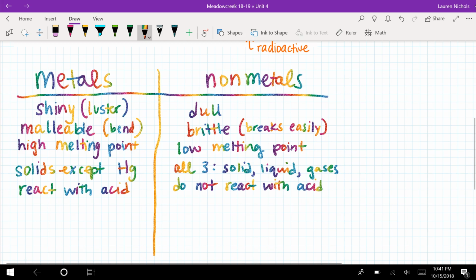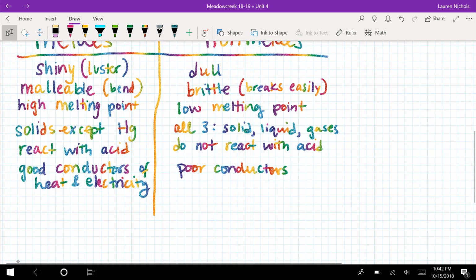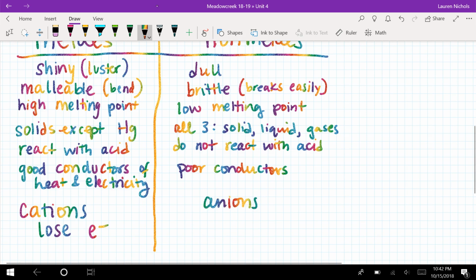However, we're going to see that metals are good conductors of heat and electricity, whereas nonmetals are poor conductors. If you see something called a semiconductor, it means it's kind of in the middle, and that's usually a trait of a metalloid. Last thing, which we kind of mentioned, is based on where they are on the periodic table, metals are going to form cations, and that's because they're going to lose their electrons, whereas nonmetals form anions, and that means they gain electrons.